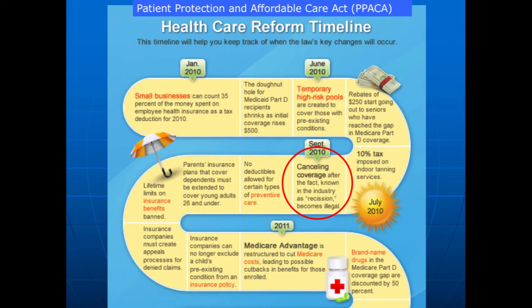This diagram shows the original plan for stepwise implementation of the ACA. For example, one of the first steps was ending rescission, or cancellation of coverage retroactively. The full diagram requires 4 slides. I won't take the time now to walk you through these slides, but if you want them, let me know and I can send the slides or refer you to a website.